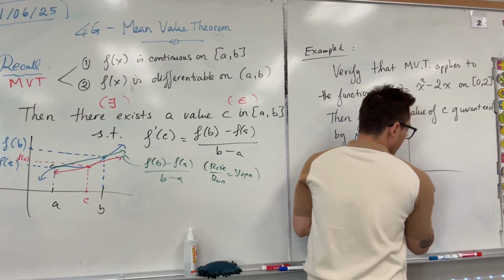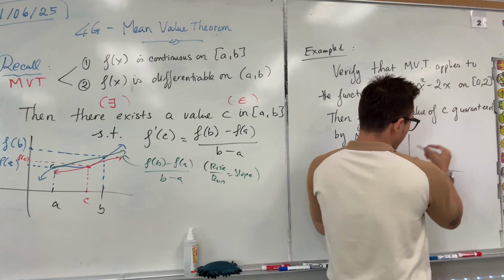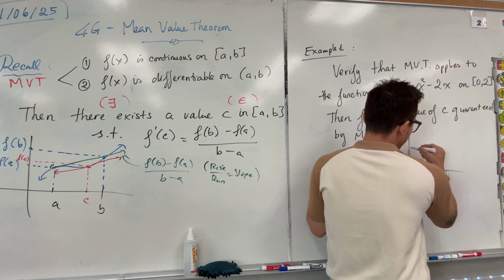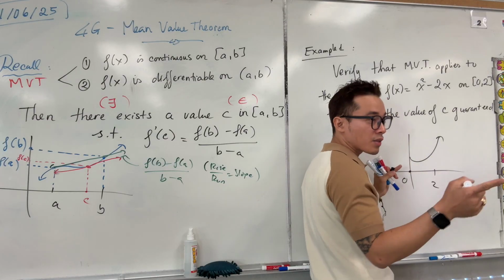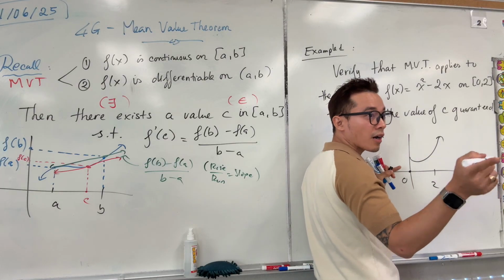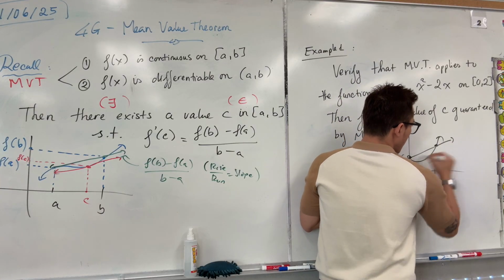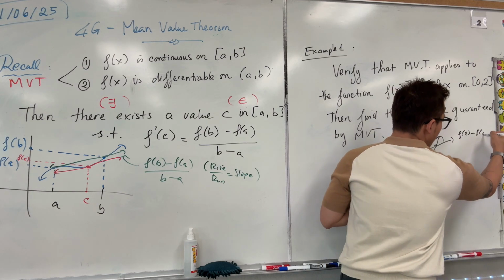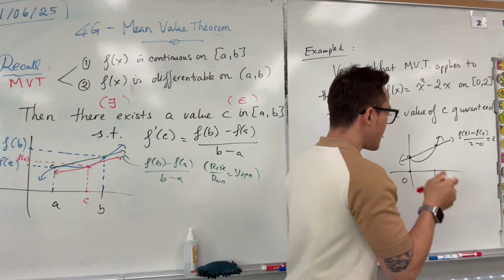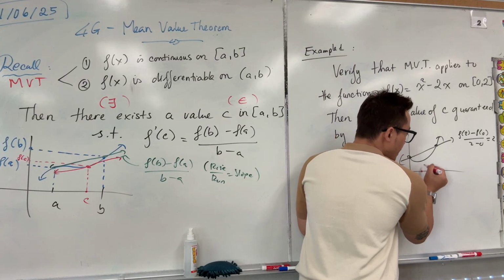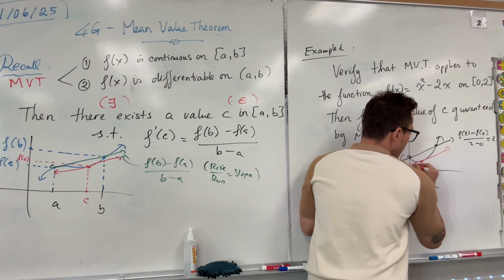First, you have 0 and 2. The function here is kind of a parabola, something like this. Then you find the slope of AB. You got 2. So this is the slope of AB, right? Now you need to find the point C somewhere around here so that the tangent at that point is also 2.